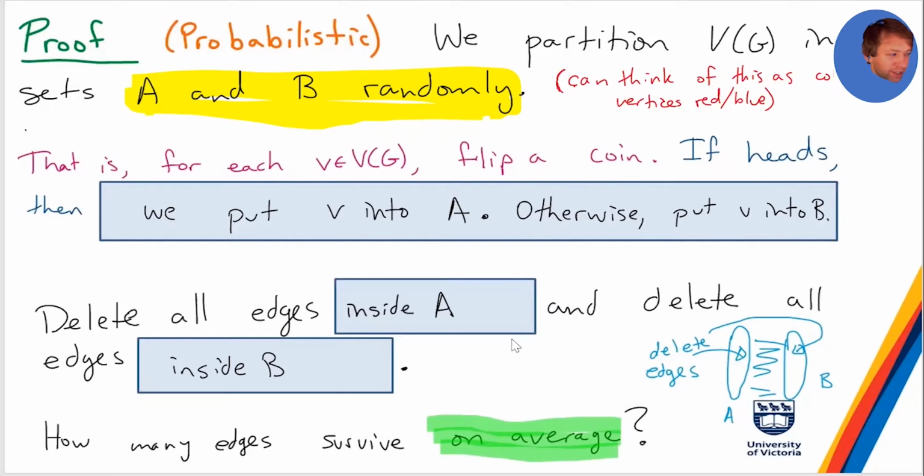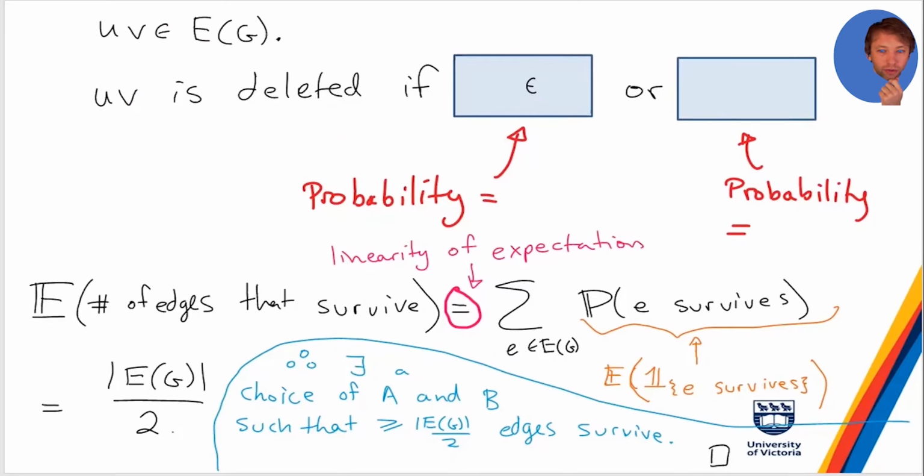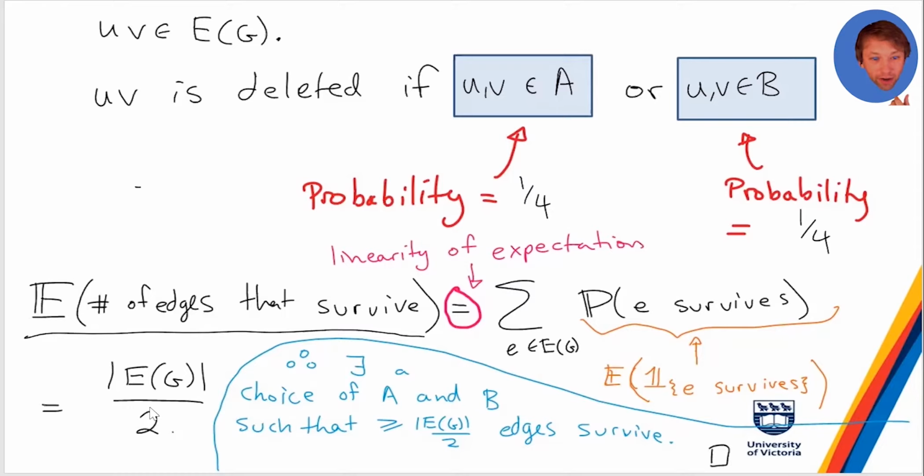And if on average half of the edges survive, then there must have been at least one way to color so that at least half of the edges survived. I won't go into all the details here, but it's just linearity of expectation. The probability is 1/4, probability 1/4, so the probability it survives is 1/2, and so you expect on average half of them to survive. Therefore there has to be at least some choice where at least half of them survive. Otherwise, if every way of coloring had less than half the edges surviving, there'd be no way the average could be so high. If I take an average of a bunch of numbers that are less than 100, then the average must be less than 100.